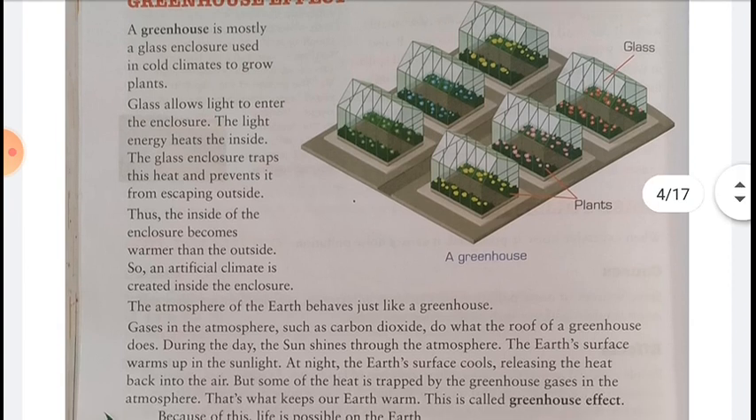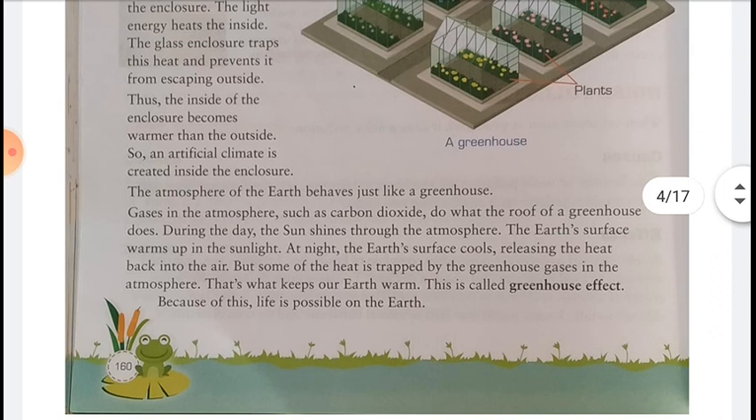The atmosphere of the earth behaves just like a greenhouse. Gases in the atmosphere, such as carbon dioxide, do what the roof of a greenhouse does. During the day, the sun shines through the atmosphere. The earth's surface warms up in the sunlight. As you know, during the daytime we feel very hot.